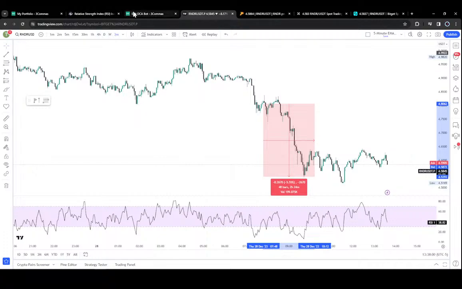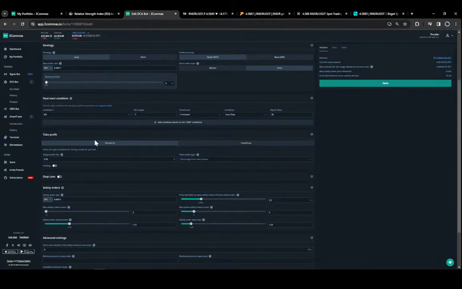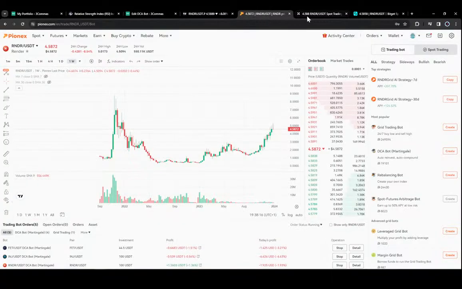So we covered the deal start condition. We rediscussed again the DCA part. And now we go to our exchanges and we see if we can set up exactly this bot without 3 commas. So I have 3 of them open: Pionex, OKEx, and Bitget.